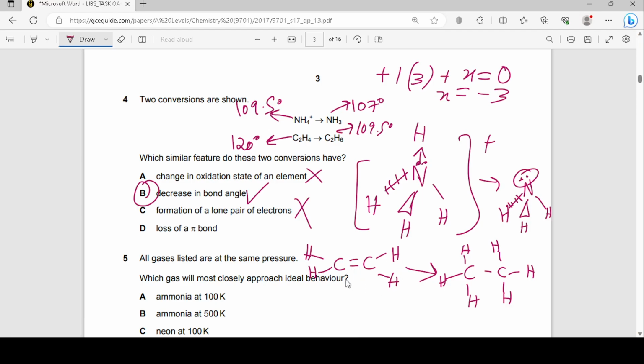So there's a pi bond here. If there's a double bond, that implies it's a pi bond, and then over here you just have single bonds, so it's all sigma. So that means there is a loss of a pi bond here, but in NH4 plus to NH3 there is no loss of a pi bond, is there? So that means that D is wrong as well. So B must be the correct answer.